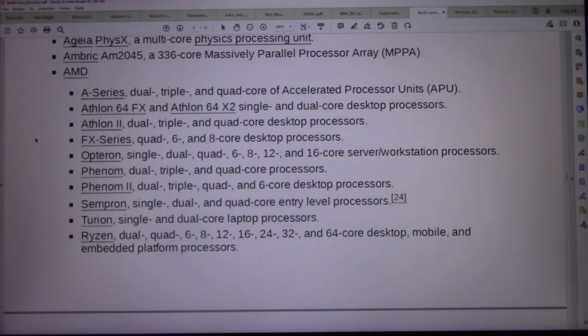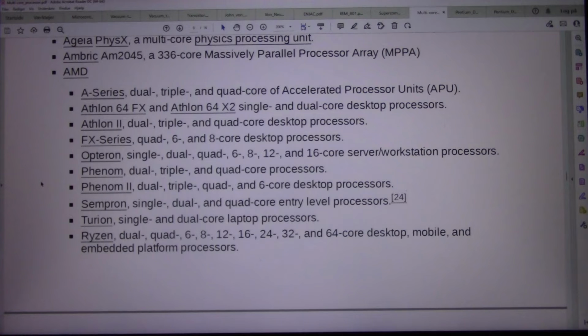Athlon 64 FX and Athlon 64 X2 single and dual-core desktop processors. Athlon II, dual, triple, and quad-core desktop processors. FX series, quad, 6, and 8-core desktop processors. Opteron, single, dual, quad, 6, 8, 12, and 16-core server/workstation processors. Phenom, dual, triple, and quad-core processors. Phenom II, dual, triple, quad, and 6-core desktop processors. Sempron, single, dual, and quad-core entry-level processors.